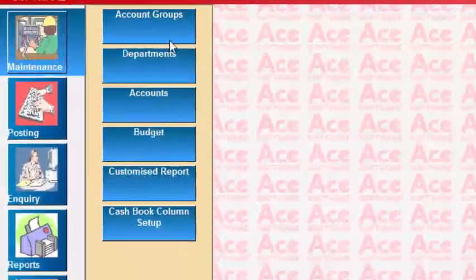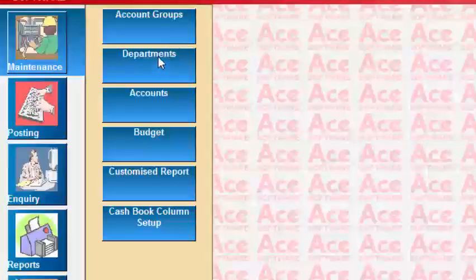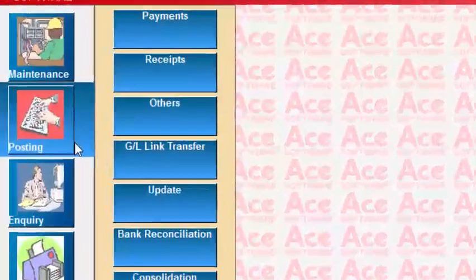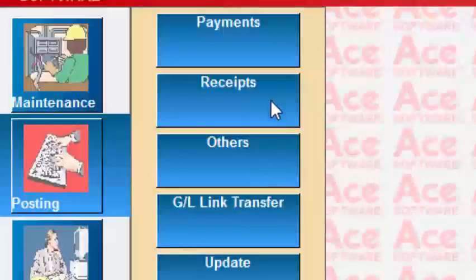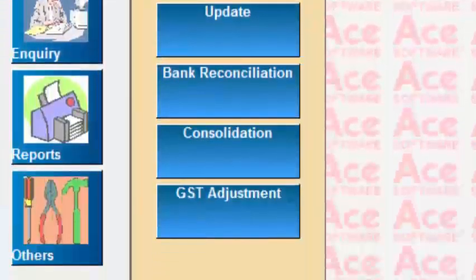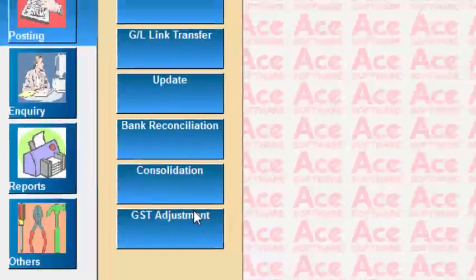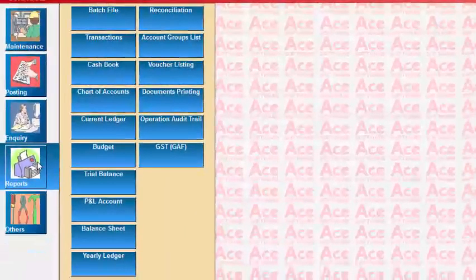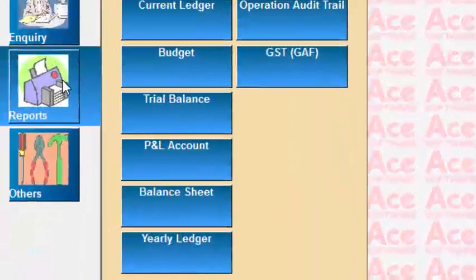So there are 5 main sections: maintenance, under which you can create all the General Ledger account codes like departments, accounts, budget, and so on. The second one is posting, where you can do all the posting for payment vouchers, receipts, and other types of journal postings, as well as bank reconciliation and so on. Inquiry, where you can inquire on the accounts, and also the report section that does all the reports, the trial balance, profit and loss, balance sheets, and so on.